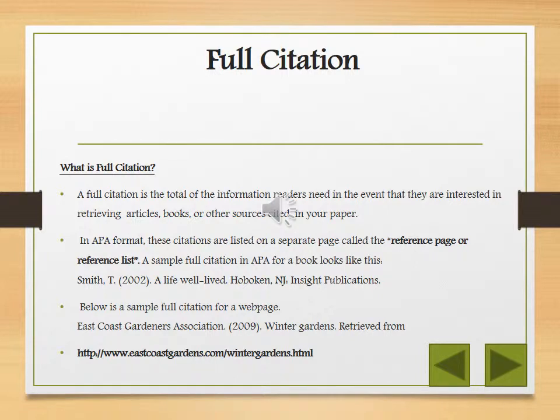Now, a full citation is the whole citation that will allow readers to gather or refer to that particular source in case they want to do further research. So a full citation is the total information that readers will need in the event that they are interested in retrieving articles, books, or other sources cited in your paper. In the APA format, these citations are listed on a separate page called the reference page or the reference list. And we'll talk about the reference page or reference list.